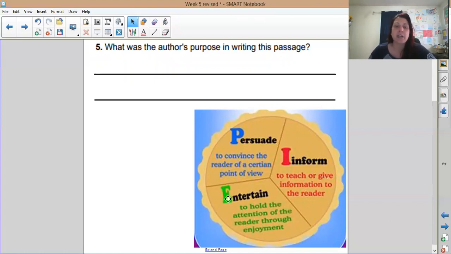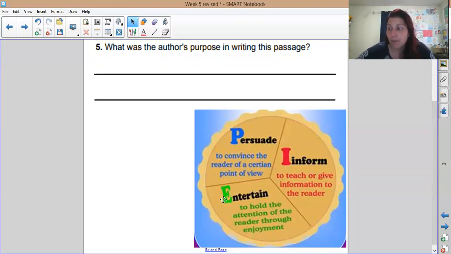Or that E for entertain. Remember, entertain also means for your enjoyment, right? Just to read it, for your enjoyment, to hold the attention of the reader through enjoyment. So there you have your E for entertain, and also the word enjoyment is down there as well. I know that we also talked about that E meaning express, for expressing feelings, yes?